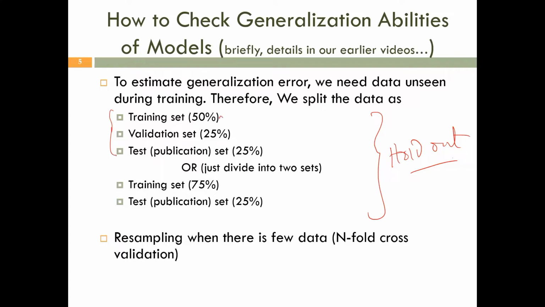We have the training set, it could be 70%. This one could be 15, this one could be 15. It depends on the size of the data set. But if the data is really big, then 50% could be an option to use for the training set, while 25% is used for validation. And finally, another 25% we use for the final testing.